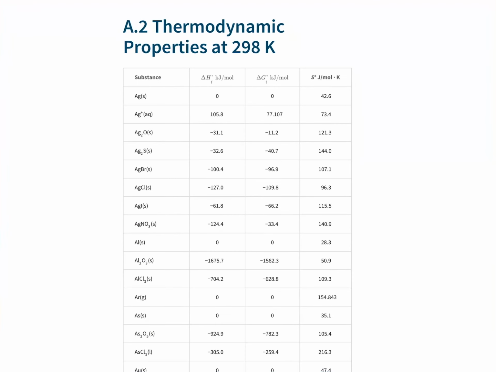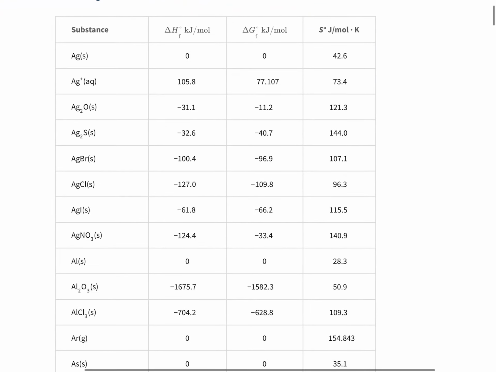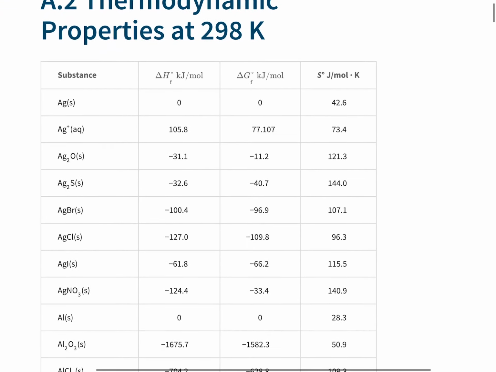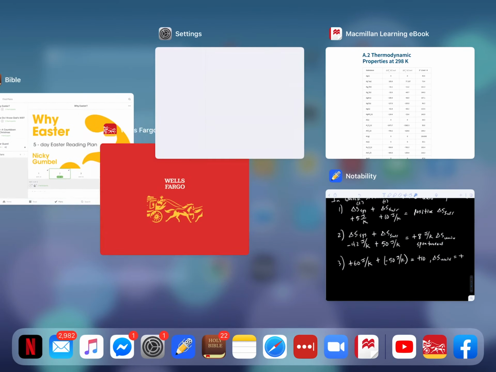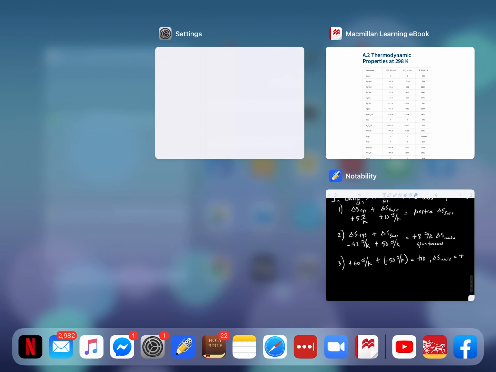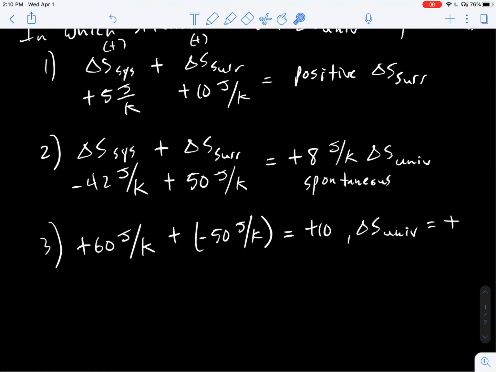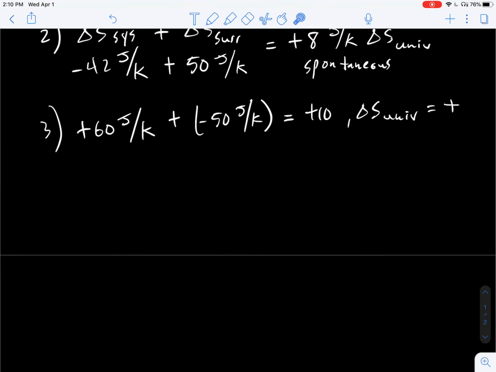And yes, we have a table of values for delta S in joules per mole Kelvin. But for delta S of our surroundings, we have a special equation. So what we can do is basically simplify our study when thinking of typical everyday reactions.